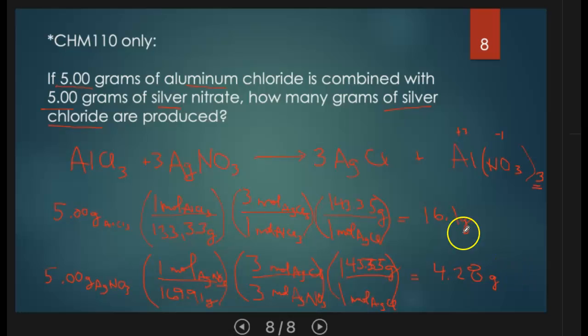Okay, so now to answer our question, how many grams of silver chloride are produced? We're going to circle the smaller number, and that's going to be our final answer. And now remember, why is that? Because when we get 4.28 grams made, we have run out of silver nitrate, so it can't make any more than that. All right, so that's the entirety of practice set 5, chapter 7.